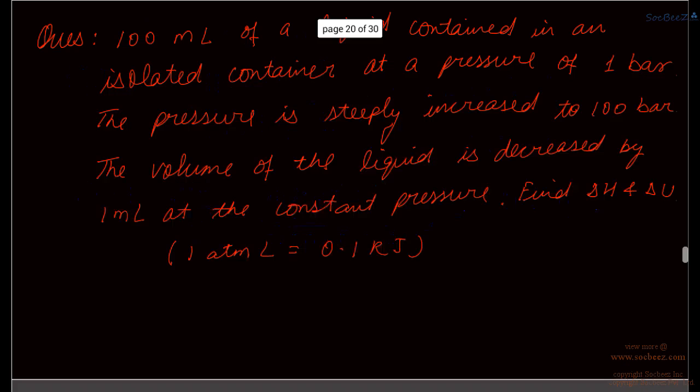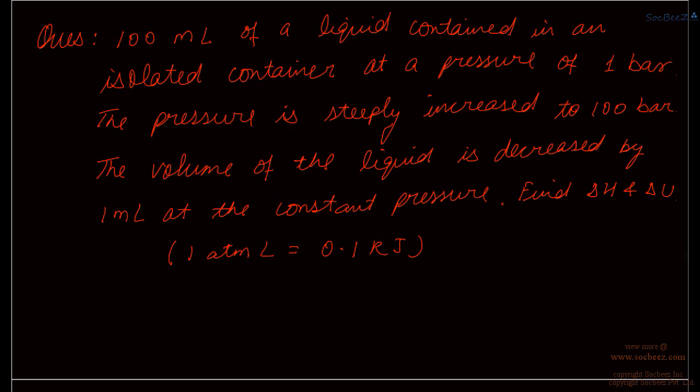Now let's discuss another question. The question says that 100 ml of a liquid is contained in an isolated container at a pressure of 1 bar. The pressure is steeply increased to 100 bar. The volume of the liquid is decreased by 1 milliliter at the constant pressure. Find delta H and delta U. The value of 1 atm liter is 0.1 kilojoule, that is around 100 joule.